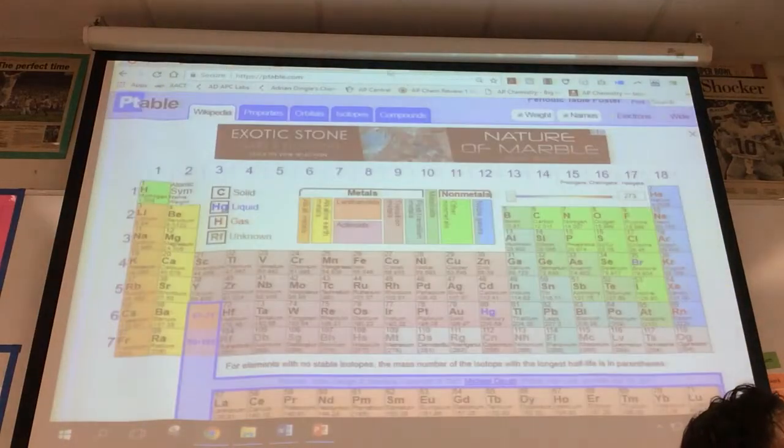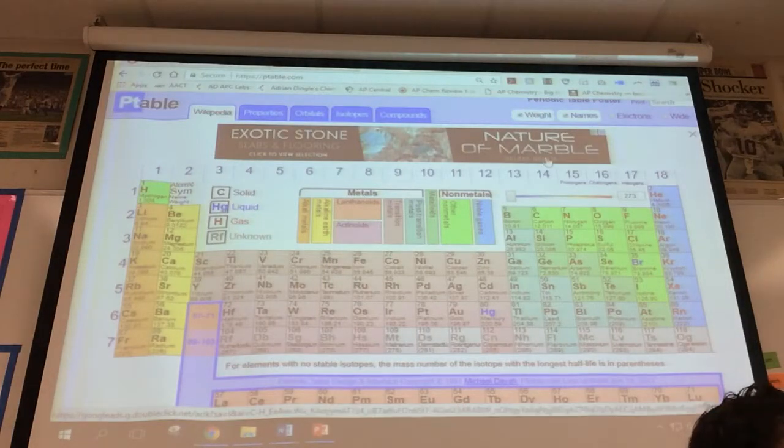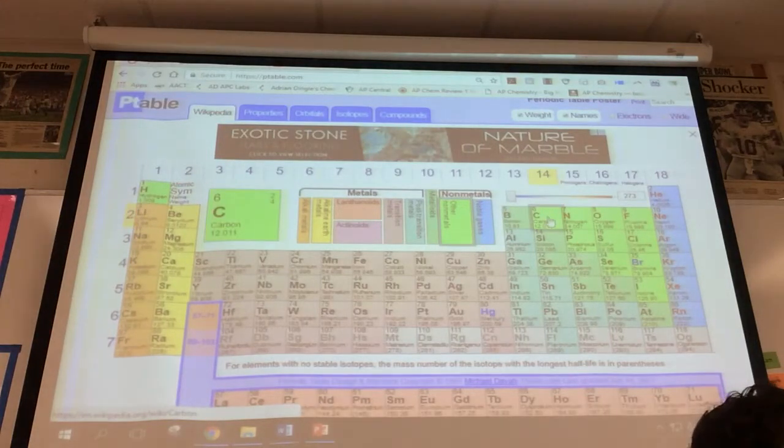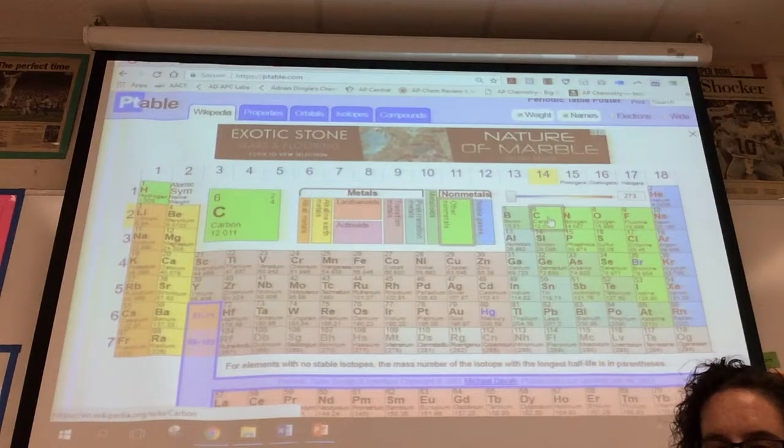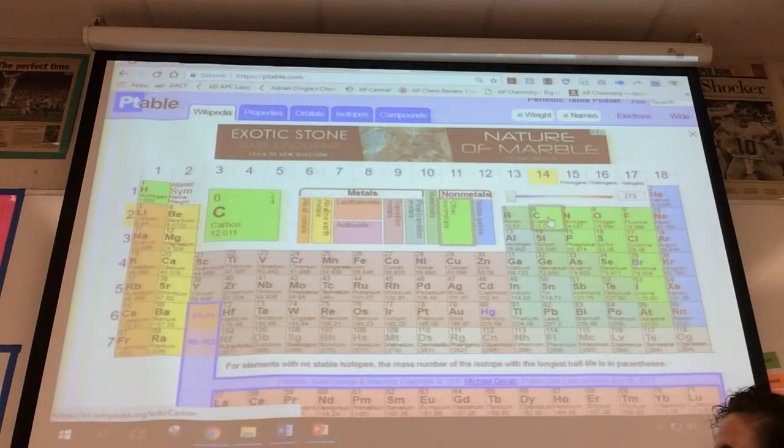So if you were to look at a periodic table, for example, carbon. Carbon has an atomic mass of 12.011 AMU. Instead of AMU, we can replace AMU with grams per mole. That is, 1 mole of carbon is equal to 12.011 grams of carbon. We can generate an equivalency.